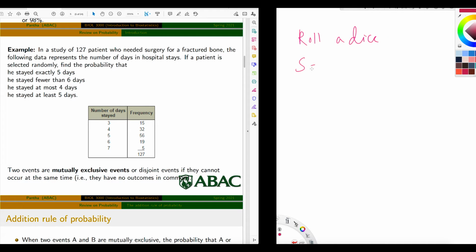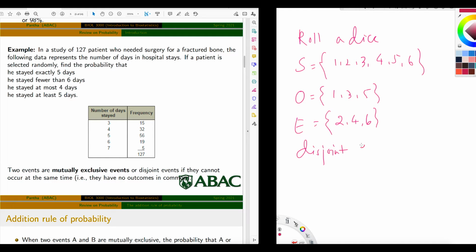So what are the outcomes in the sample space? It is 1, 2, 3, 4, 5, 6, right? These are the outcomes in the sample space. Let us say that O is the odd outcomes, 1, 3, 5. Let us denote E as the even outcomes, 2, 4, 6. Do they have anything in common? No, right? So they are disjoint events. O and E are disjoint events. If they have something in common, we call them joint events.